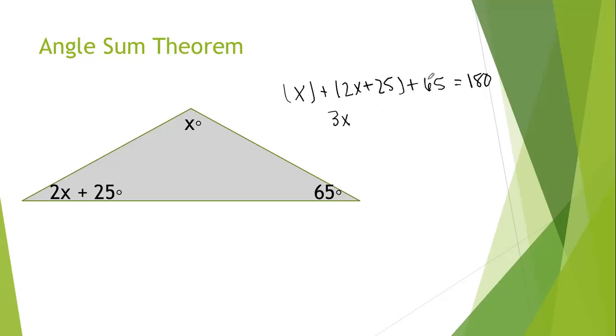And then 25 and 65 are also like terms. They're the same type of number. So what is 25 plus 65? Plus 90 equals 180. So all we did right now is just combine the terms that are alike together. But now we have to solve. We have to solve for x.